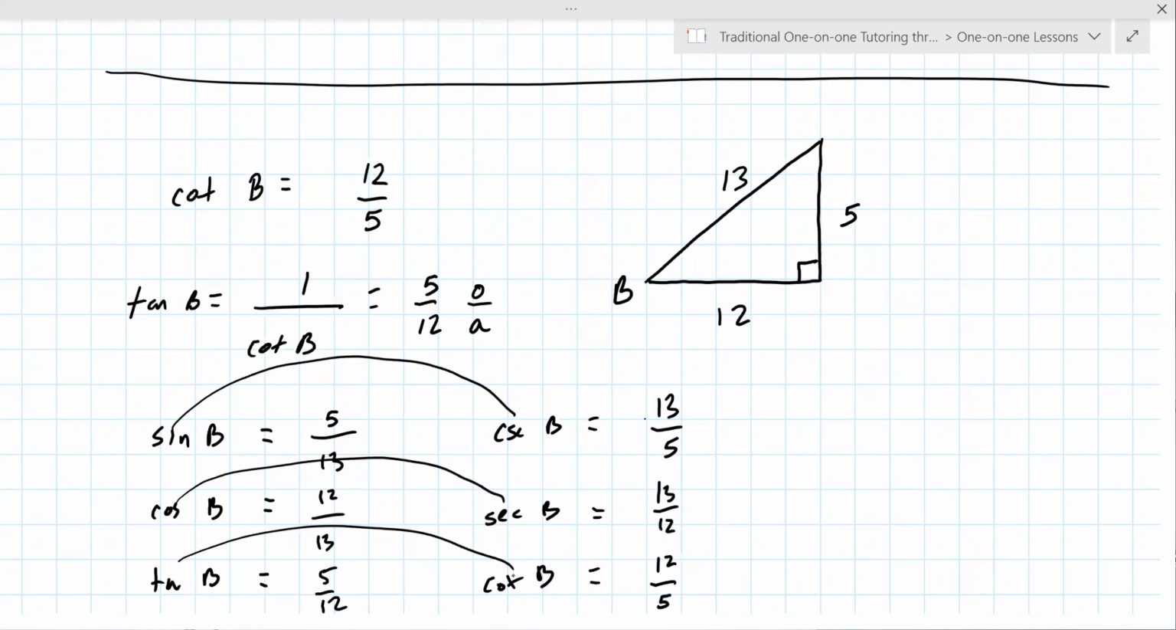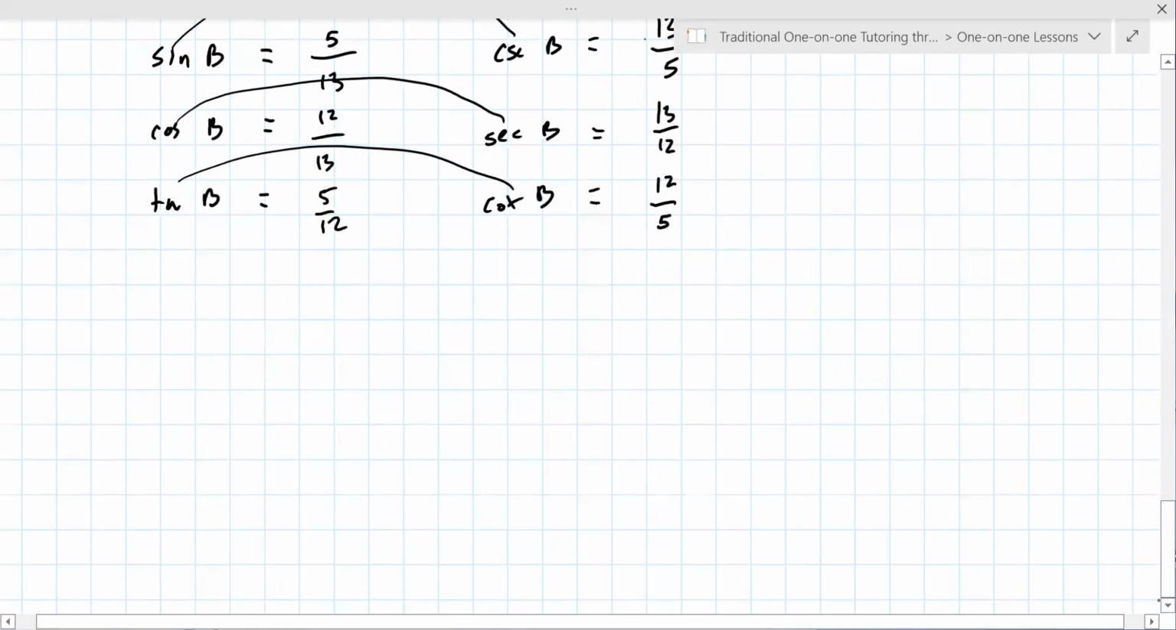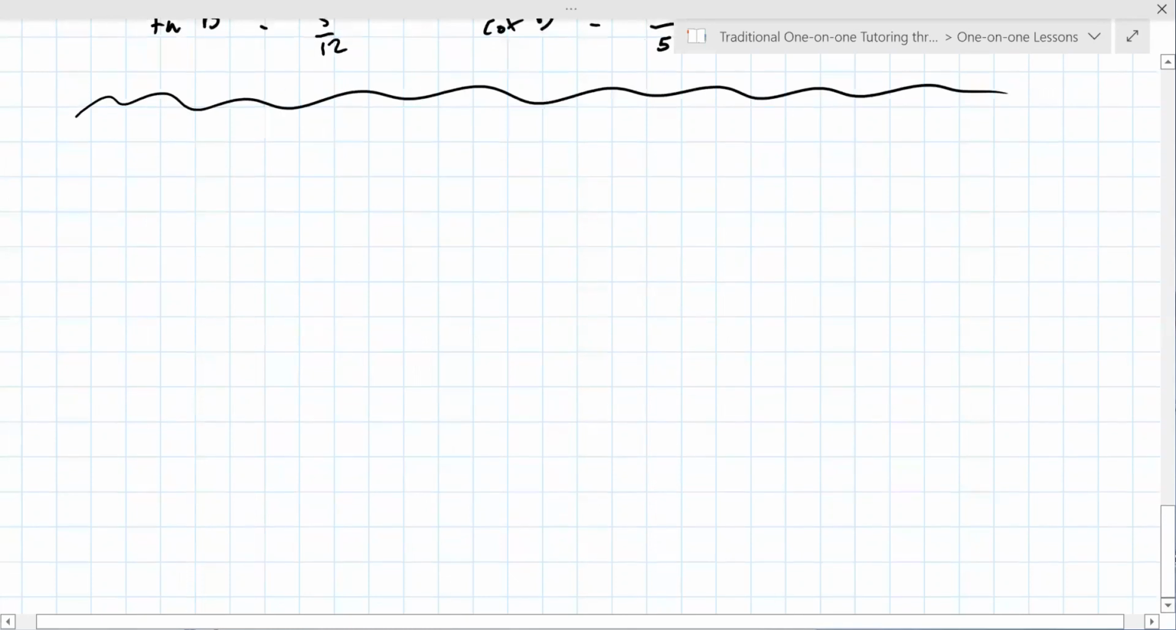All right, is that okay? Yeah. Okay. So let's do another one here. What have we not done yet? So let's say cosecant of A equals 17/15.